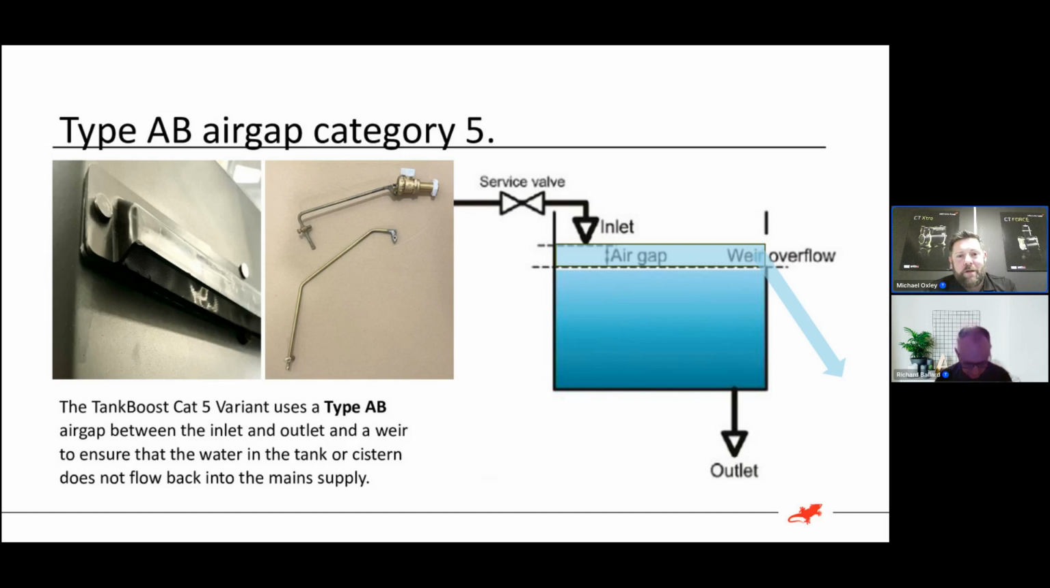It's not just about following the rules, if you like. It's a serious risk and it's ensuring safety to protect your customers and other people. So it's understanding what environment you need the Category 5 in. We've got the TankBoost Category 5 variant, so choosing the right one of our products depending on where you're going to locate the unit.